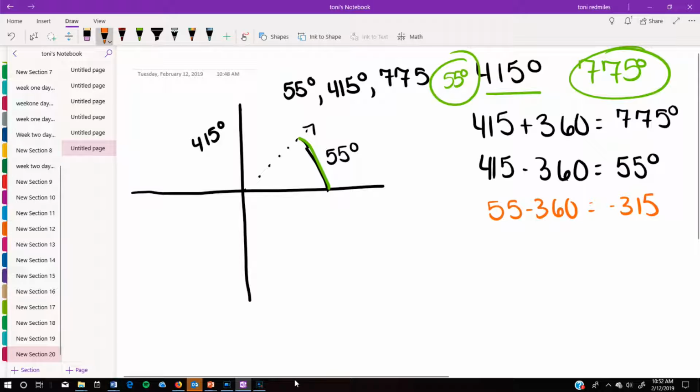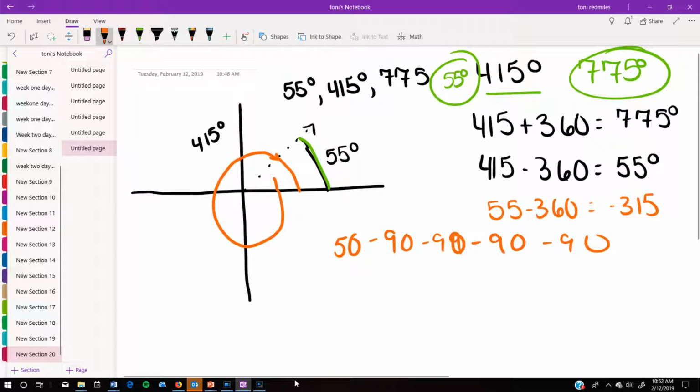Okay? All right, so let's look at that. I have my 55-degree angle on my Cartesian plane. I start from initial and I go clockwise all the way to terminal. All right. And then I just subtract my coordinates. Okay, so it would be 55 minus 90, minus 90, minus 90, minus 90, until I go the whole way around. All right?